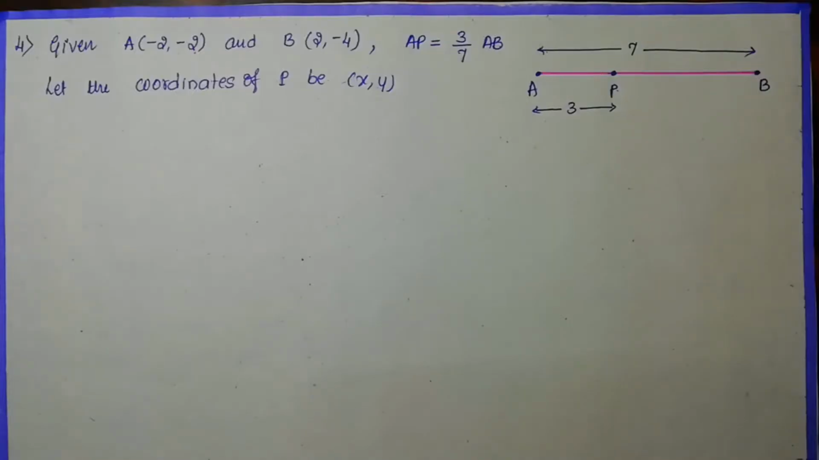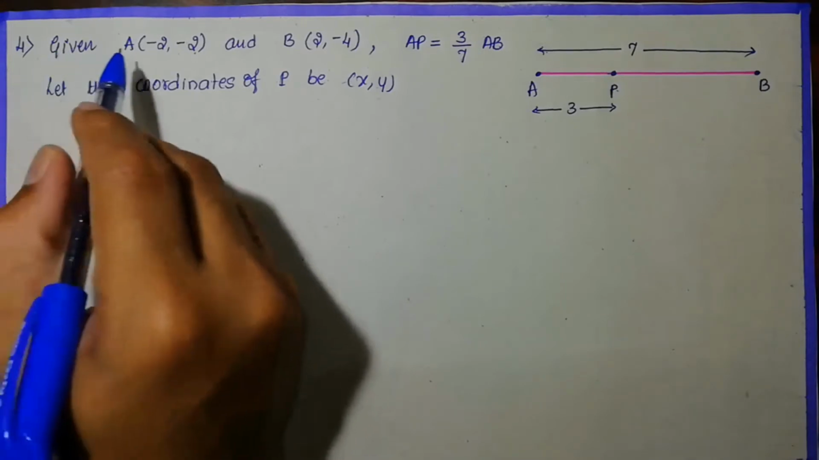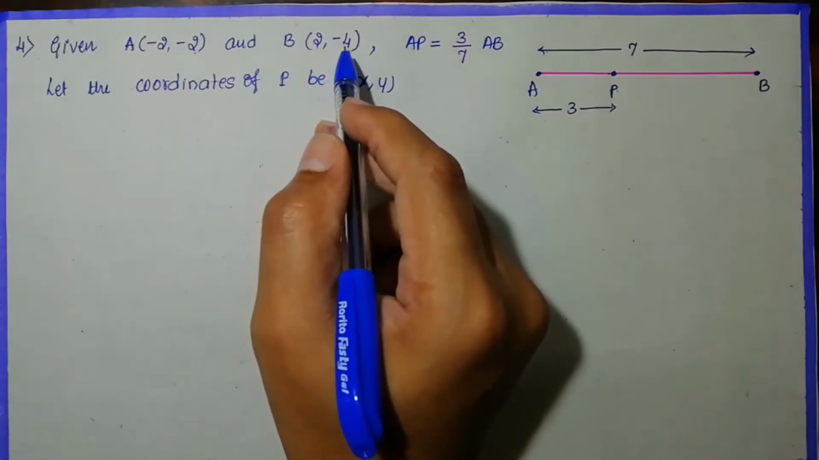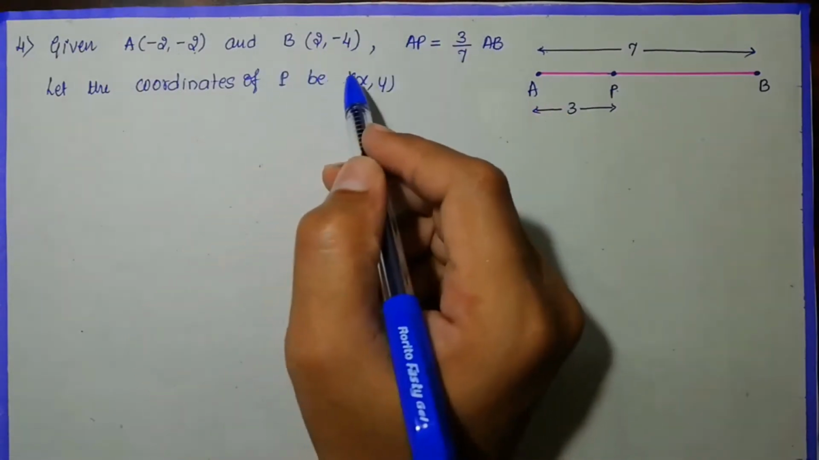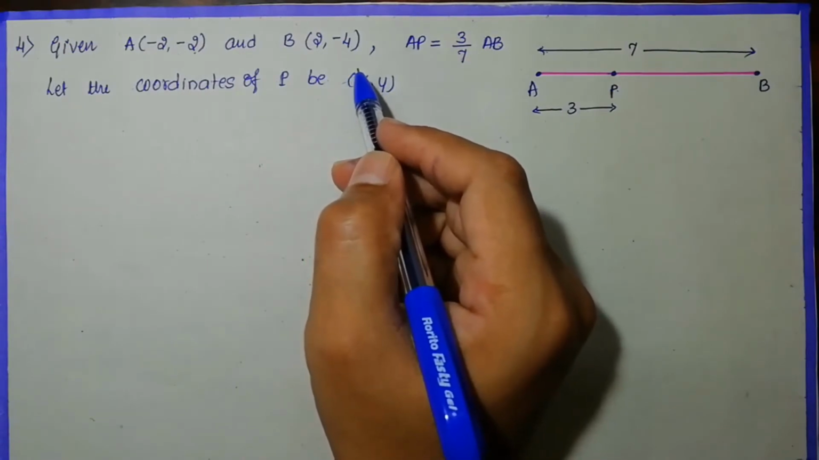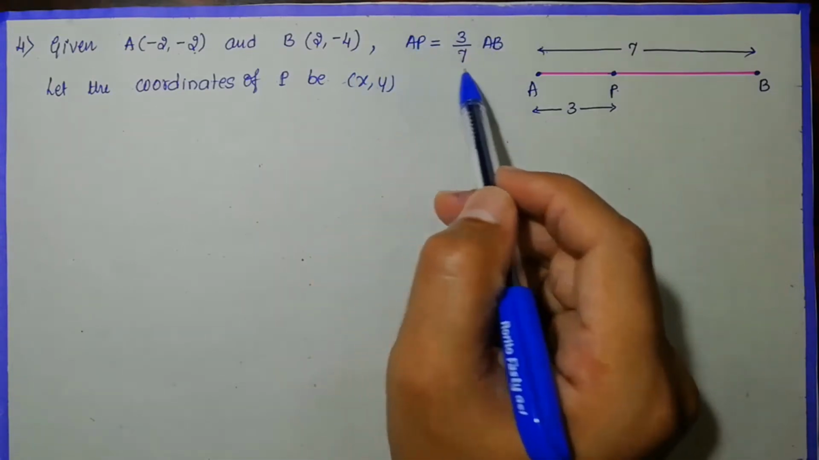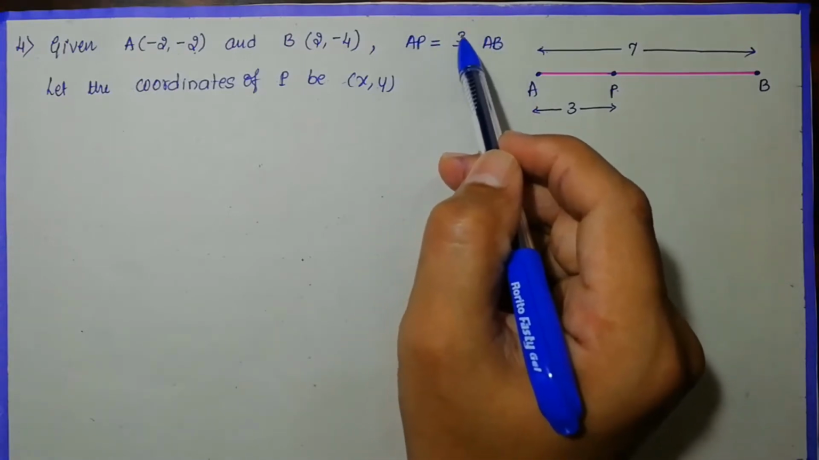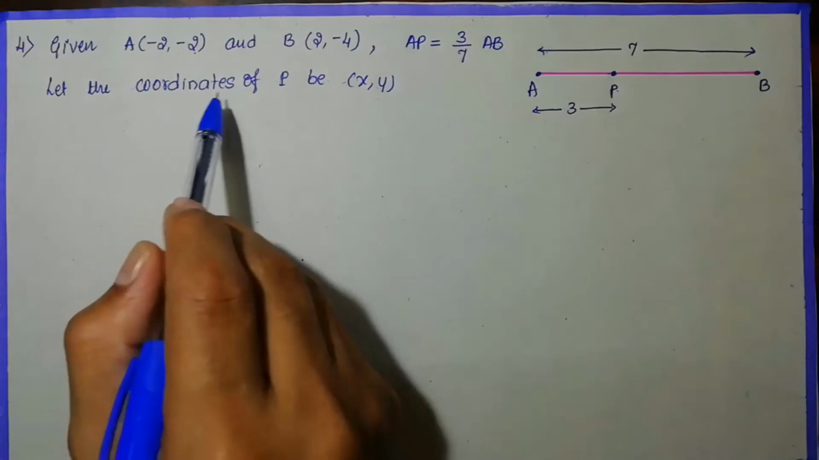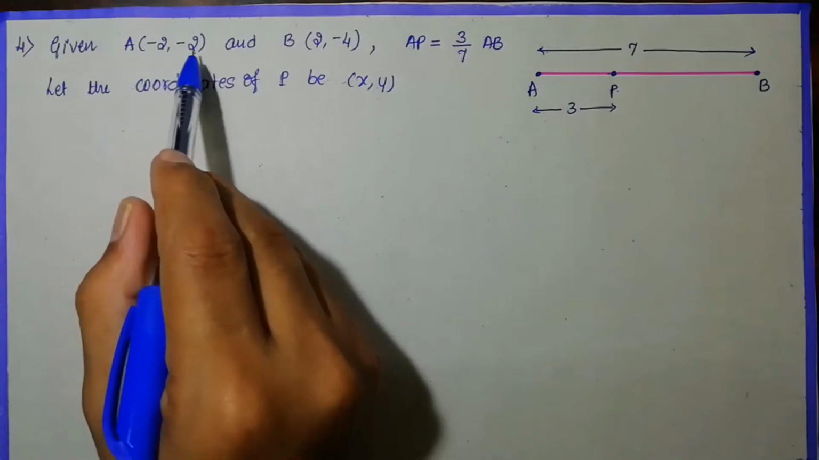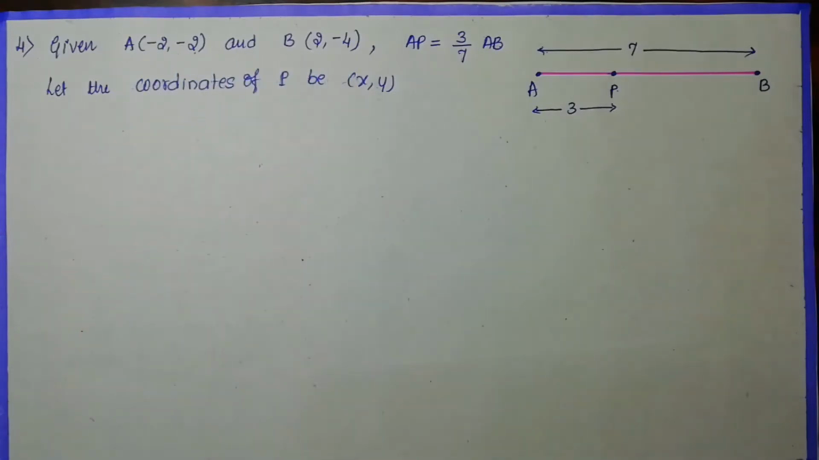Now look at the solution. I have written the given data already. Given: minus 2 comma minus 2 is the point A, and 2 comma minus 4 is the point B. And here the ratio m1 is to m2 is not directly given to you, remember. A hint is given to you and you have to find out m1 is to m2. This is the hint: AP is equal to 3/7 AB. Let the coordinates of P, with the same section formula, be P of x comma y. Here x1 y1 x2 y2 is given, but m1 is to m2 is not directly given to you. So now look at the figure.